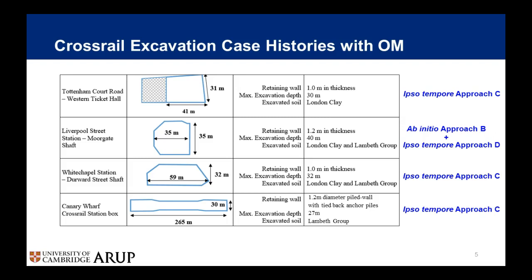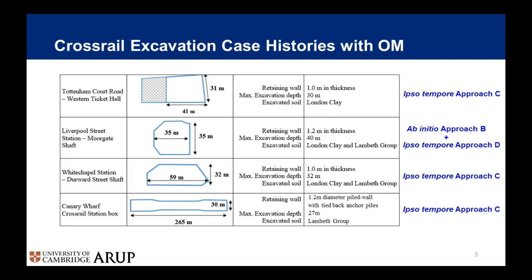So we can see these 4 station excavations have successfully used the observational method, achieving savings either in construction program or in material saving. And approach B to approach D managed to classify all these 4 case histories. Now let's focus on the first case. It is Tottenham Court Road Station, Western Ticket Hall.